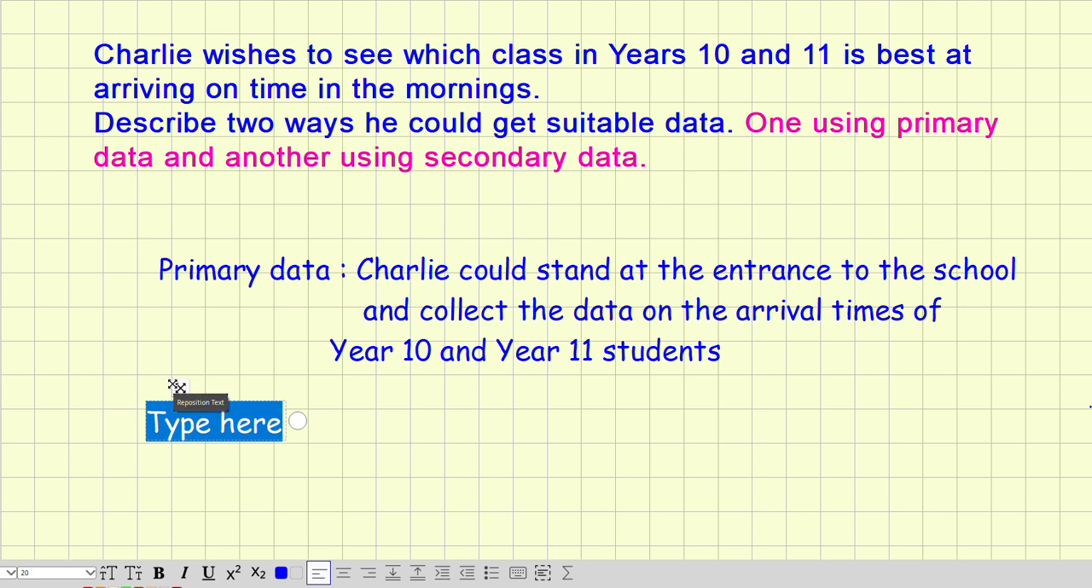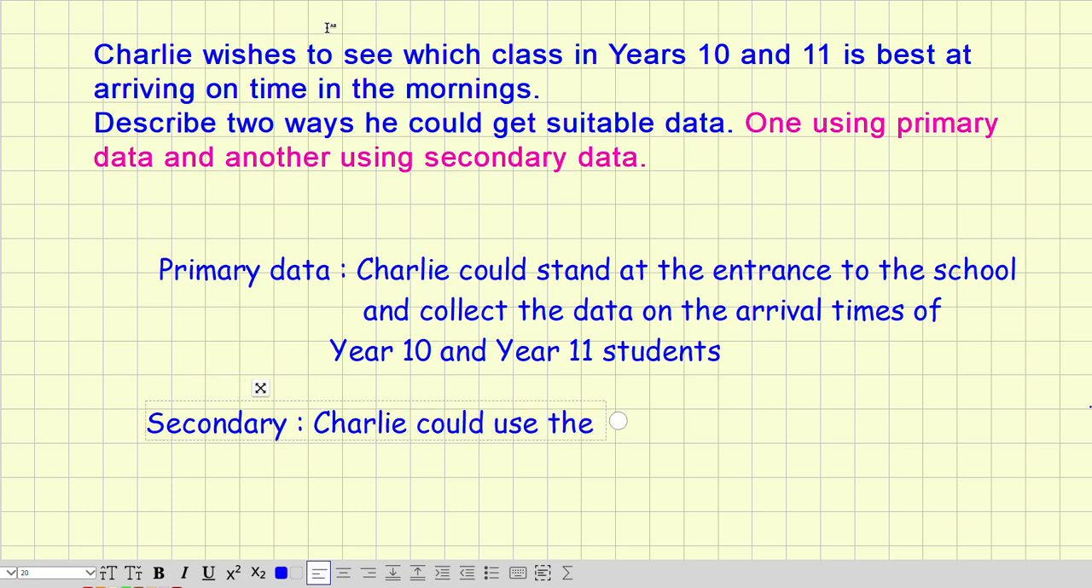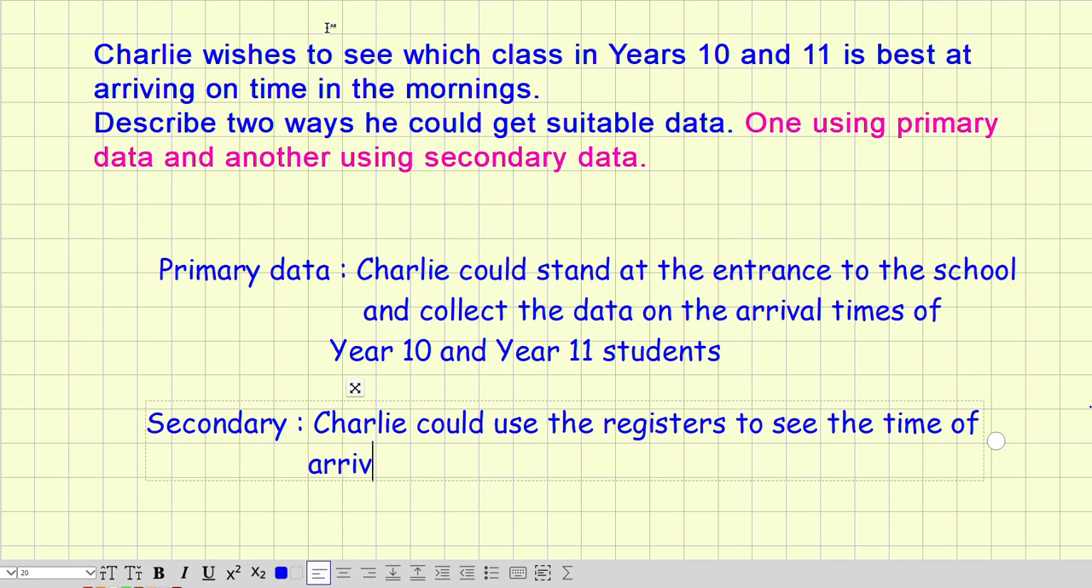Secondary data. Now, registers often reveal if students are late. So if it's about seeing who's arriving on time in the morning, then we're talking about on time or late. Secondary data is Charlie could use the registers to see the time of arrival. And we're not talking exact time of arrival, obviously, but whether they're late or on time. Okay, so that would be a secondary source.